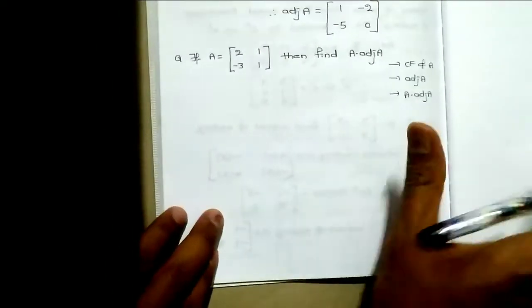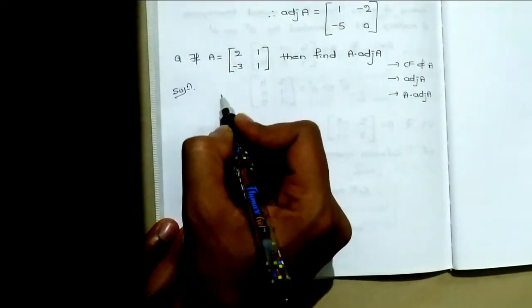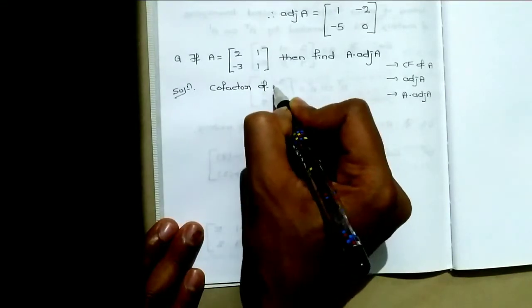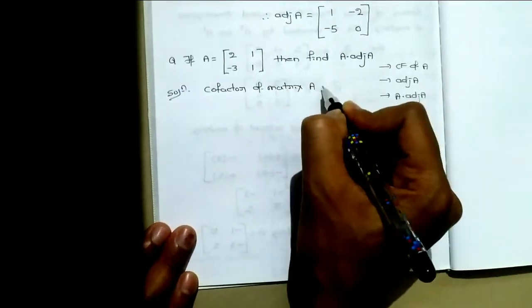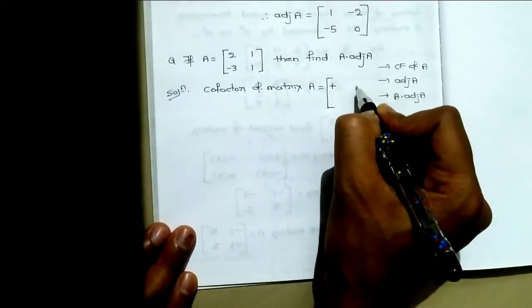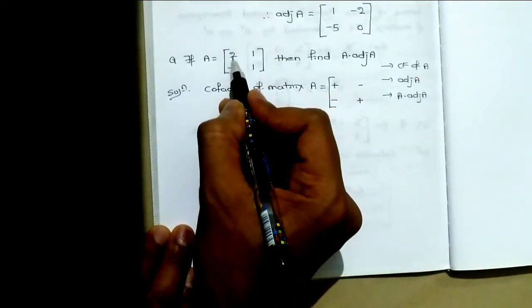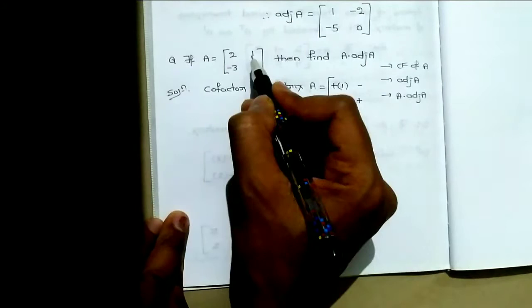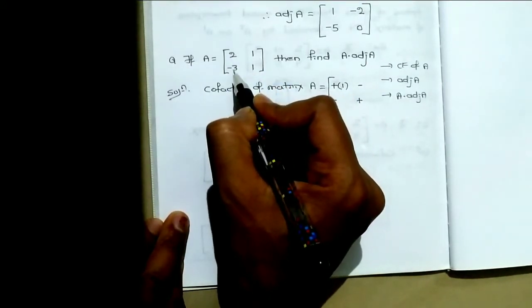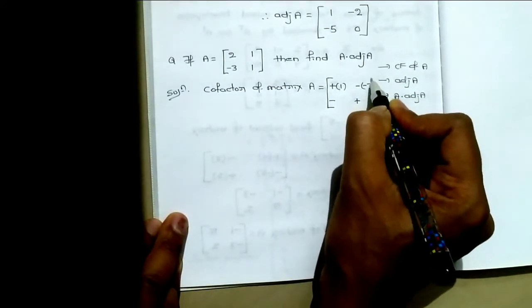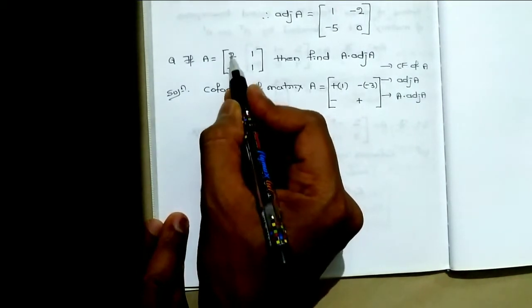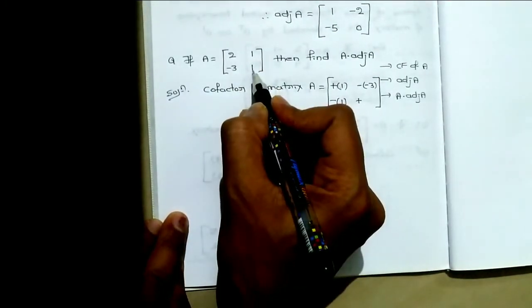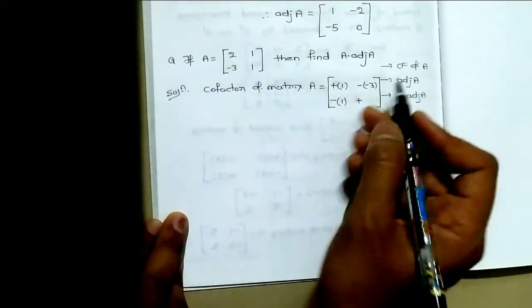So see the solution. First find out cofactor of A. Cofactor of matrix A is equals to, write the sign rule, plus minus minus plus. So first element, delete the column and that particular row. What is the remaining element? 1. So in place of 2, write here 1. Second element is 1, delete the column, that row. What is the remaining element? Minus 3. So in place of 1, write here minus 3. Next, third element is minus 3, delete that particular column and that row. Remaining element is 1. So in place of minus 3, write here 1. Last element is 1, delete the column, that row. What is the remaining element here? 2. So write here 2.